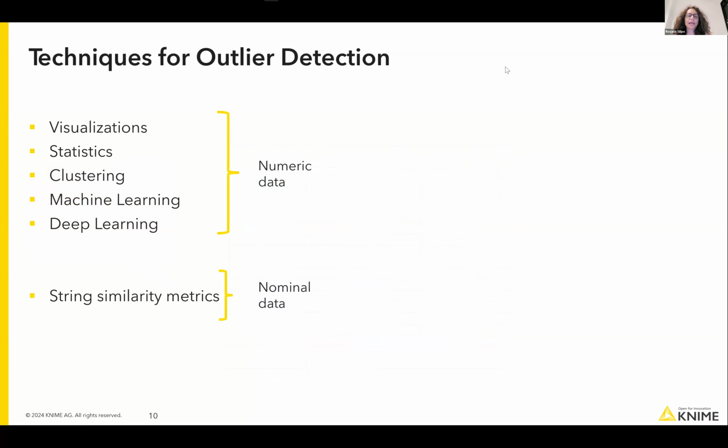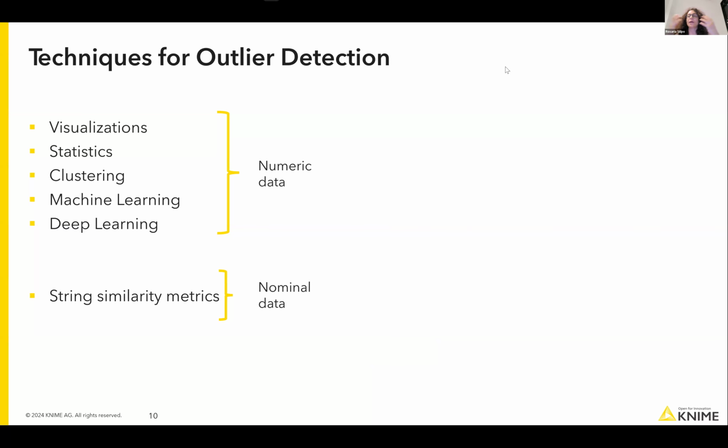So the techniques for outlier detection, there are many. The easiest one is visualization. Like before, you visualize the data set, you find those lonely points, and those are the outliers. Otherwise, we have statistics-based techniques, clustering-based techniques, machine learning with the isolation forest, deep learning techniques like using the autoencoder, the neural autoencoder. So there are many different techniques, and those are the ones working on numerical data.